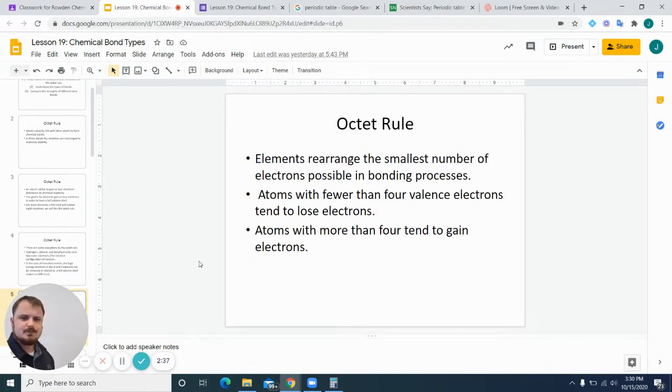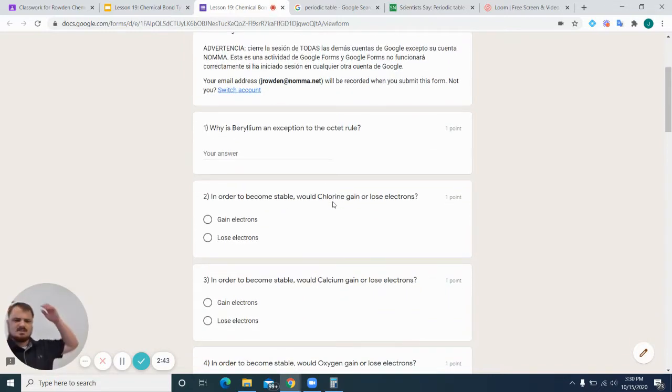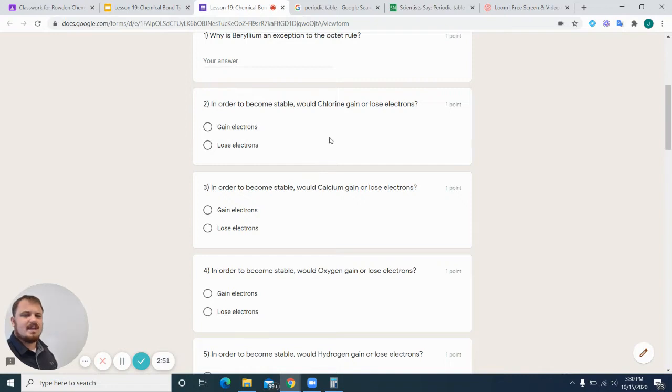So look at this first question. Why is beryllium an exception? The question is, why is it an exception? So instead of 8, what would it rather have? It'd rather have 2.